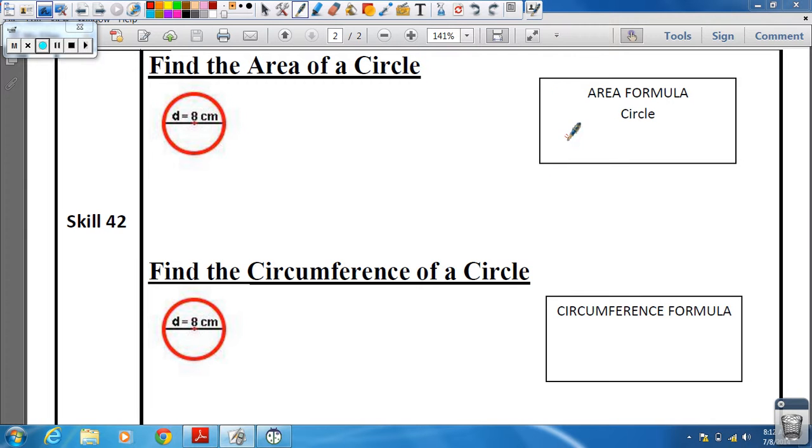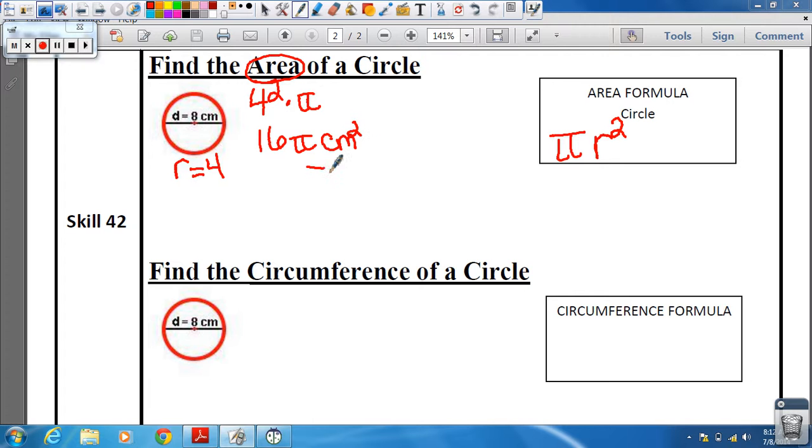So again, the area formula for a circle is pi times radius squared. So we'll write it in terms of pi first. So if I look here, I have to have the radius. Well, I have the diameter of 8. Radius is halfway, so my radius is equal to 4. So in terms of pi, pi always comes last, so I'm going to switch the formula around just a little bit because multiplication is commutative. So the radius is 4, so I'm going to use 4 squared times pi. 4 squared is 16. So my answer in terms of pi is 16 pi. We're talking about area again, so it's square units, so it's 16 pi square centimeters.